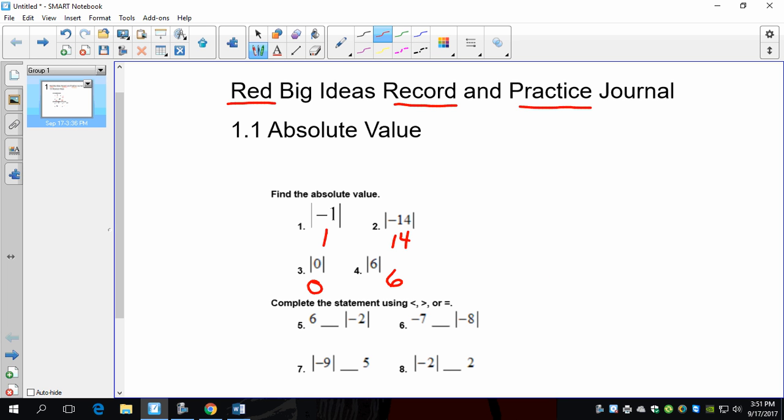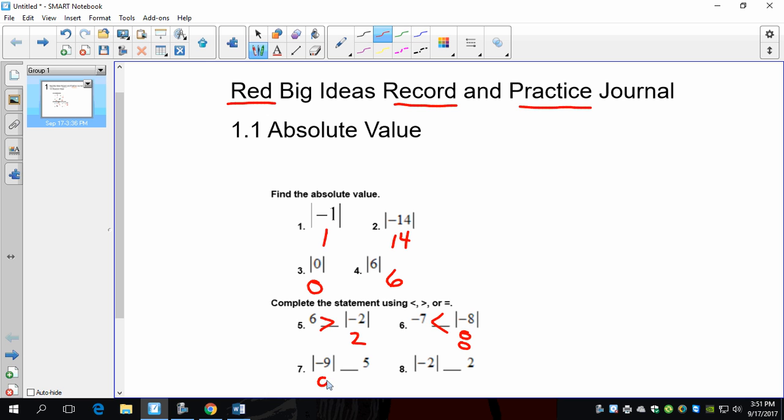At the bottom here we have complete the statement using less than, greater than, or equal to. You want to convert your absolute value and just get rid of it. So the absolute value of -2 is 2, so 6 is greater than 2. -7 to the absolute value of -8. Get rid of the absolute value symbol. -7 is less than 8.